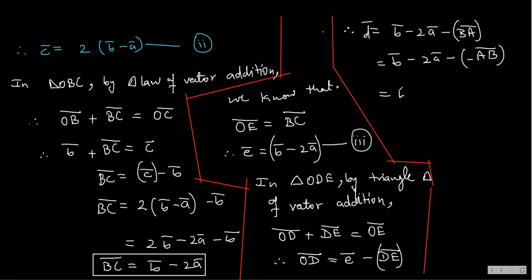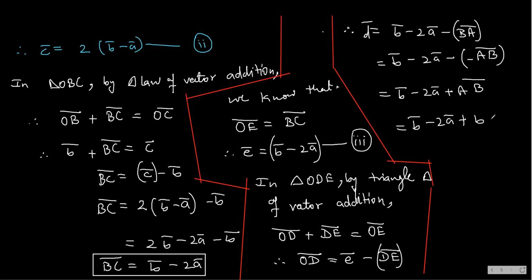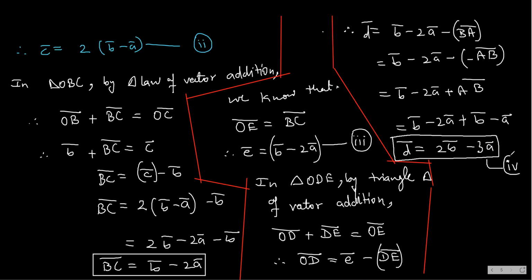So this is B bar minus 2A bar plus AB bar. What is AB bar? AB bar is B bar minus A bar. So I have therefore D bar equals to 2B bar minus 3A bar. And this completes the final answer. This is number 4.